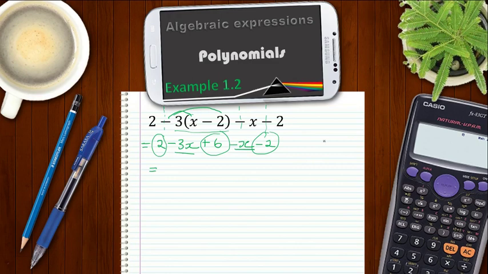So this is the same as minus 3 minus 1. So if I'm in the negative 3 and I go further back into the negative 1, then I go to negative 4x. Okay, and then the constants are 2 plus 6 is 8. Minus 2 is 6 again, so this is plus 6. Now this is where I end, because I cannot add minus 4x plus 6, because I cannot add this x to a constant. So this is my final answer then.